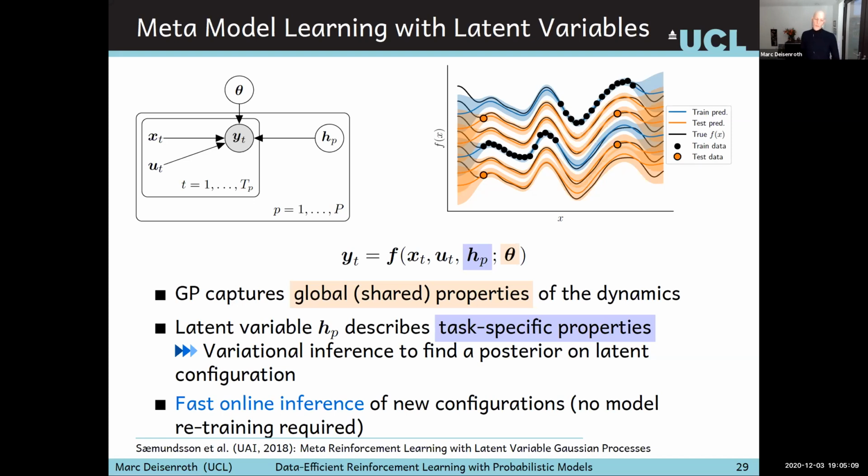And that allows us to do fast inference of new configurations because it doesn't necessarily need to retrain the model. So retraining the model is not necessary to get this orange shape here. We just need to make an inference of what h is, and we use the global parameters that come from the other data points that we already collected to produce meaningful y values.